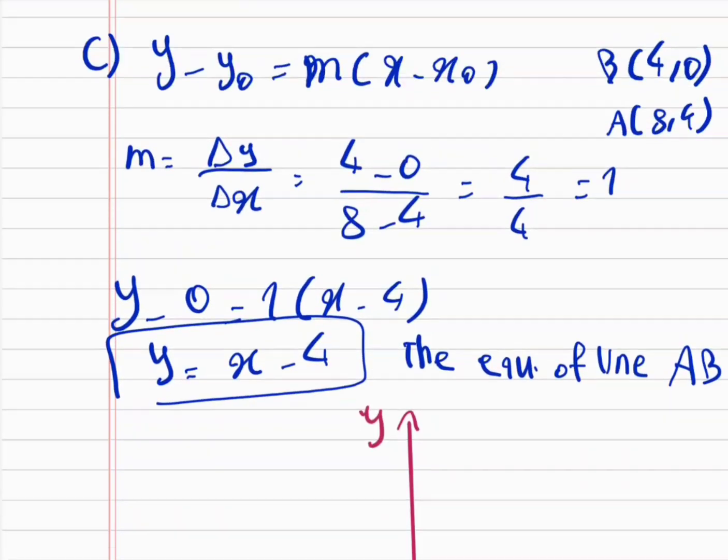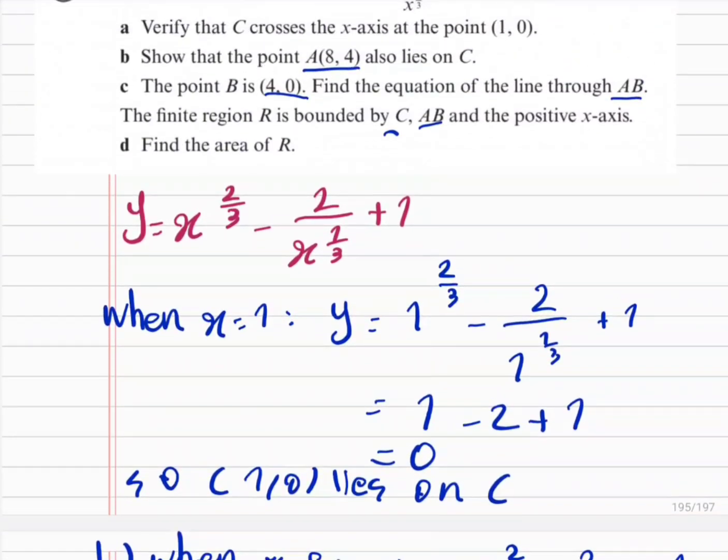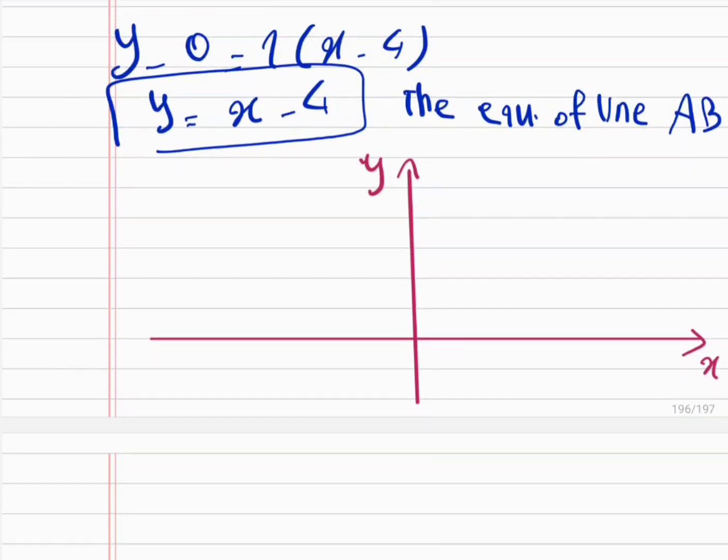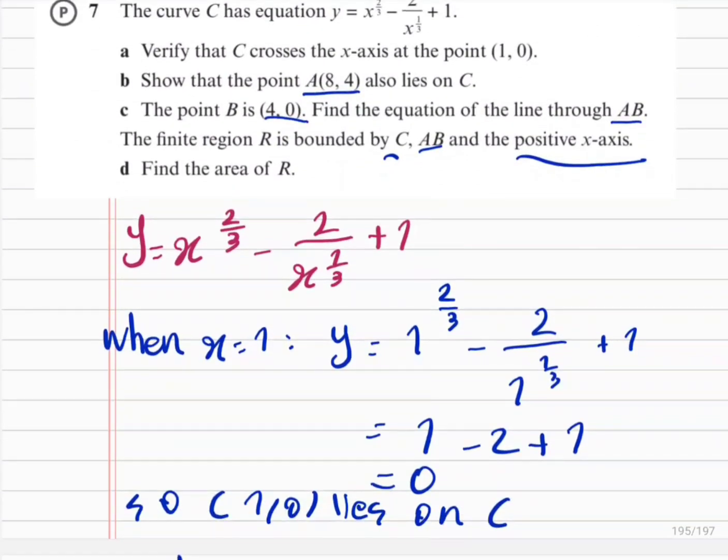In order to sketch the graph, let's look at the equation and let's try and understand the asymptotic behavior of this equation. So what happens as x tends to, for example, positive infinity? Because remember, C and the line AB, they are both bounded between the line and the curve, and also the positive x-axis. So that just means that we only need to consider the positive x-axis. So that's where the integration is going to happen. So we don't need to think about what happens as x gets negative. So let's just consider the behavior.